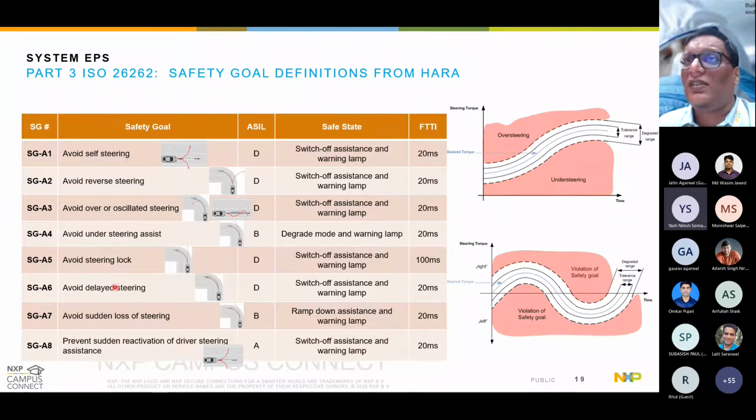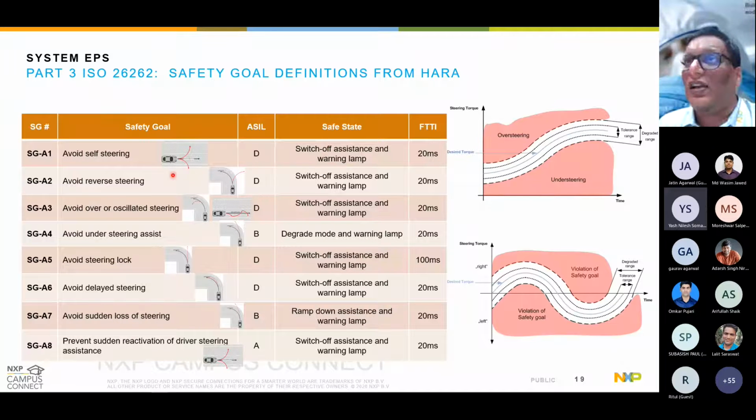So for each of these safety goals or safety hazards, for each of these hazards, we have a safety goal and we have a safe state, that this is what it should do when such a condition happens. And then we have a fault tolerant time interval, or an FTTI, which indicates how much time you have to go into that safe state.